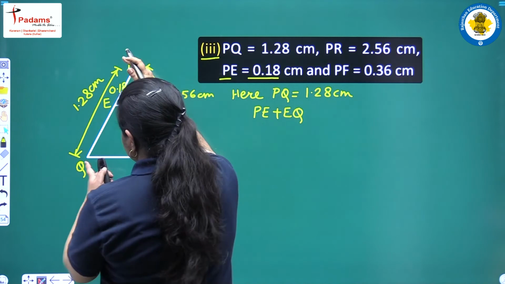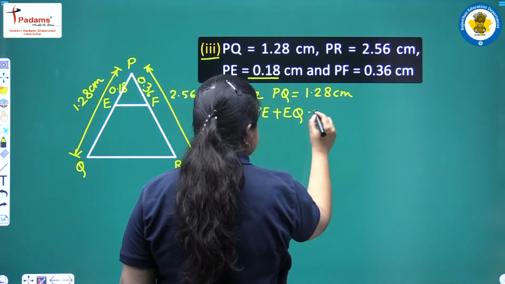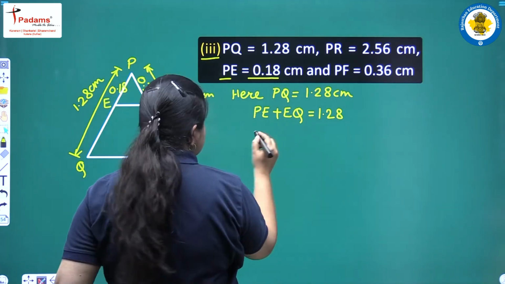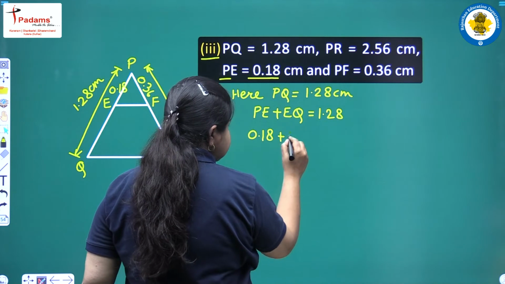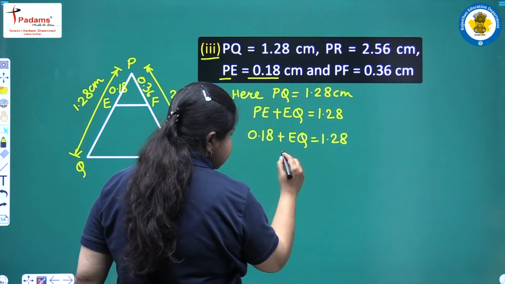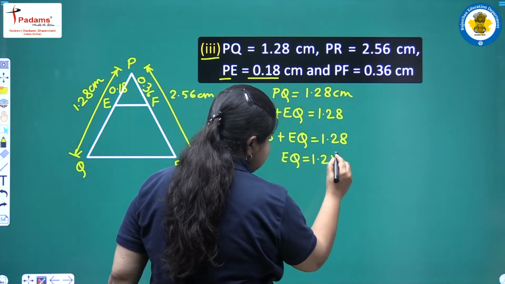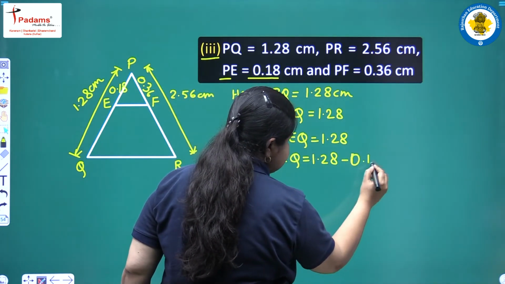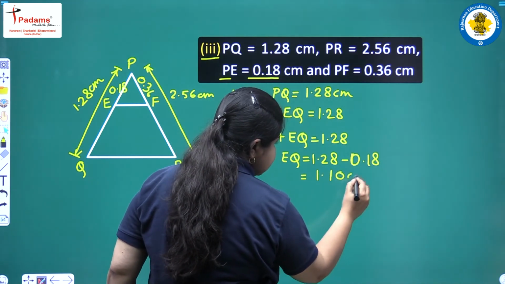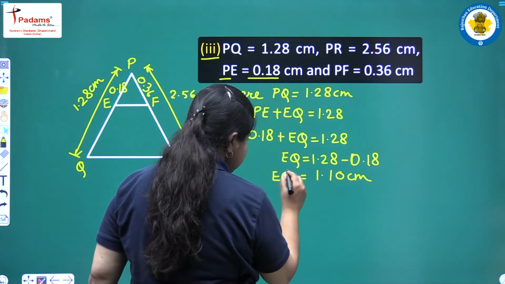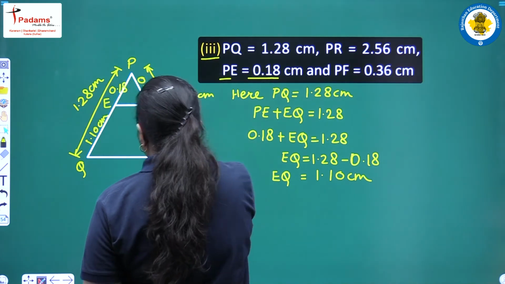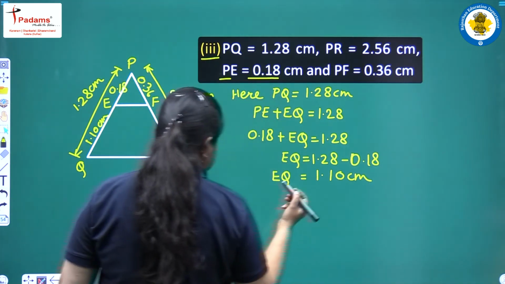देखिए आप, PQ को हम PE plus EQ के फॉर्म में लिख सकते हैं. This is 1.28. Now PE is measuring 0.18. So 0.18 plus EQ is equal to 1.28, and from here we get EQ equal to 1.28 minus 0.18 centimeters. On subtracting, you will get 1.10 centimeters. This is the length EQ. तो यहाँ पर हमें ये मिल गया 1.10 सेंटीमीटर्स. अब इसी तरह से हम ये FR लेंथ निकाल सकते हैं.